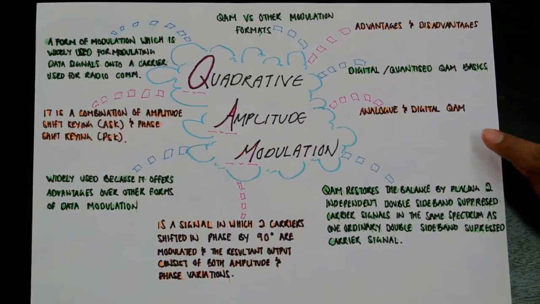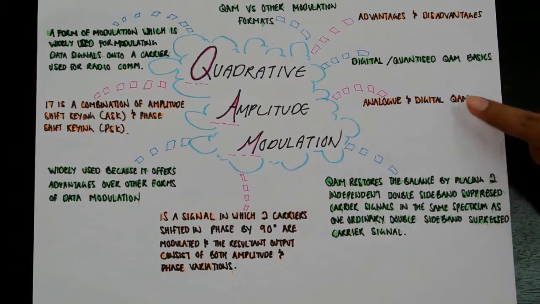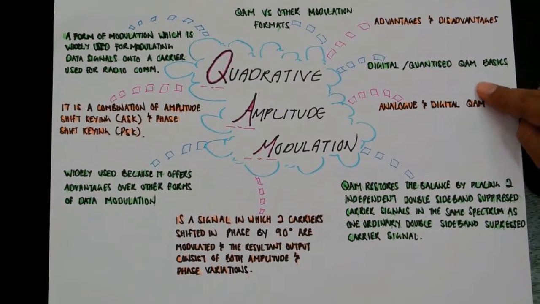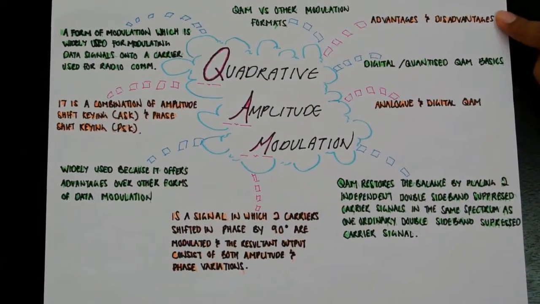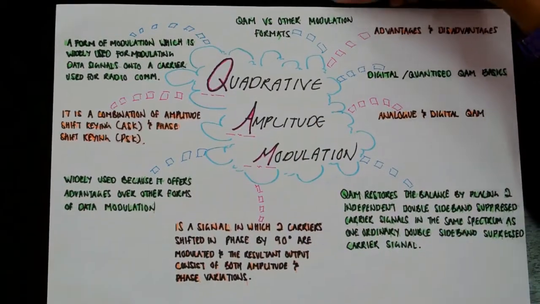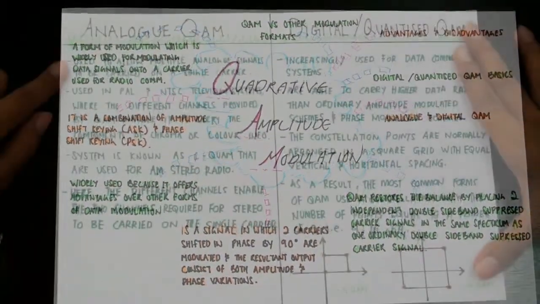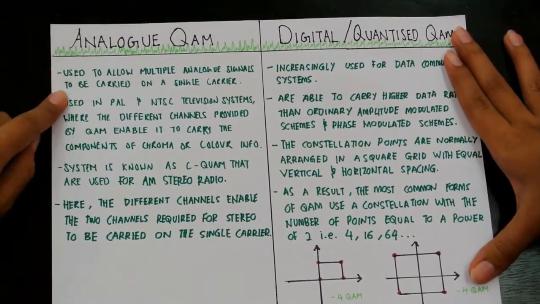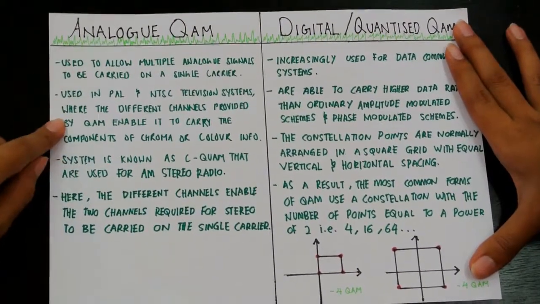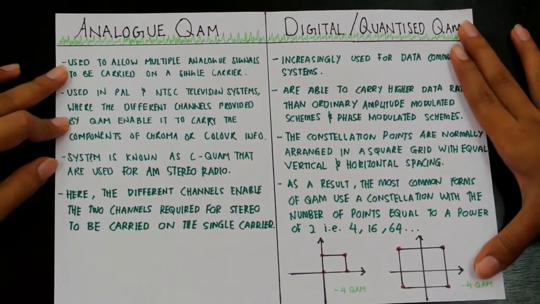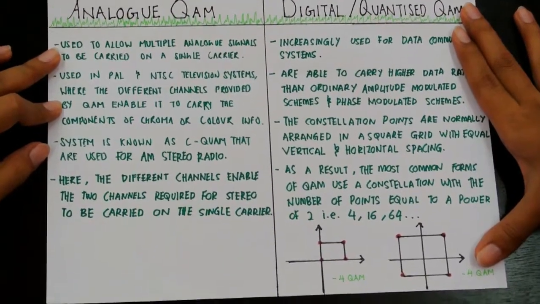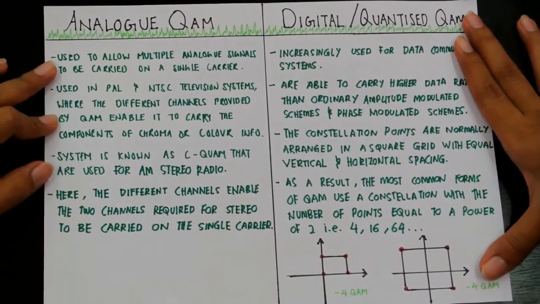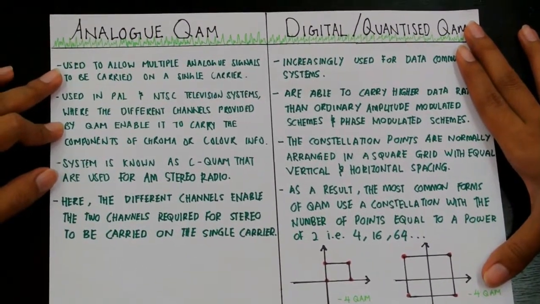Later on, I will explain in more detail on analog and digital QAM, digital quantized QAM basics, the advantages and disadvantages, and QAM versus other modulation formats. Analog QAM is used to allow multiple analog signals to be carried on a single carrier. It is also used in PAL and NTSC television systems, where the different channels provided by QAM enable it to carry the components of chroma or color info.